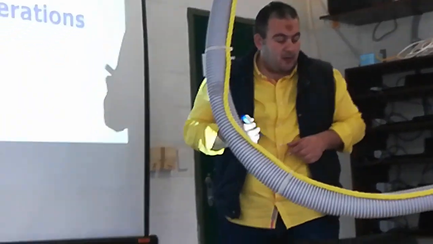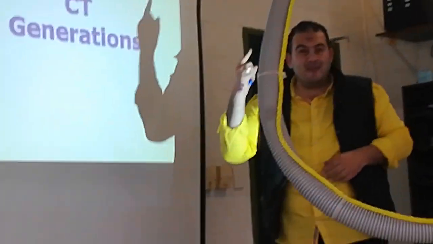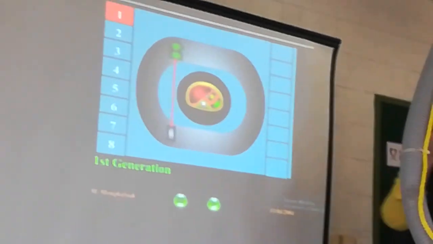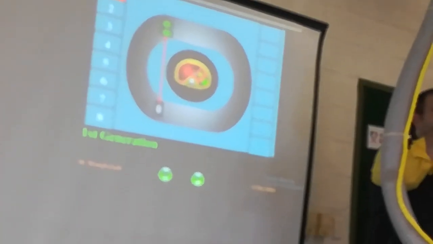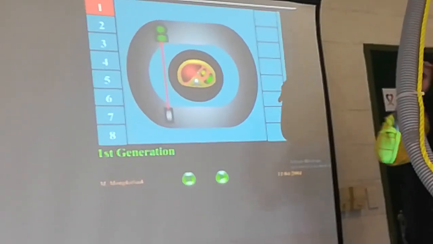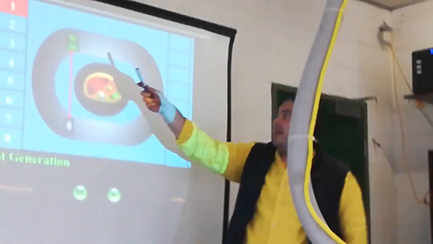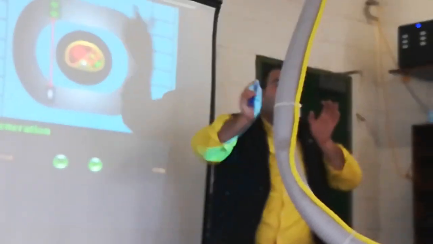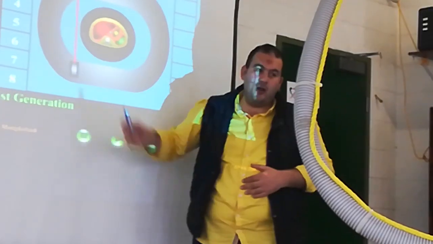So the generations start from the first generation. Here you'll find one detector, not one row, one detector. In the first generation of CT, the X-ray beam is a thin beam, not a fan beam. The same beam of radiation, like that.